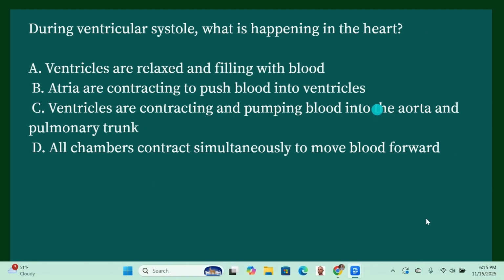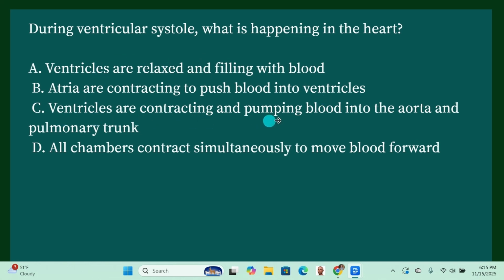So next question. During the ventricular systole, what is happening in the heart? Remember, systole was the first one, and that's the top number. What is happening? It's a big push, right? A, the ventricles are relaxed and filling with blood. That would be diastole. B, atria are contracting to push into the ventricles. That would be the same thing as A.